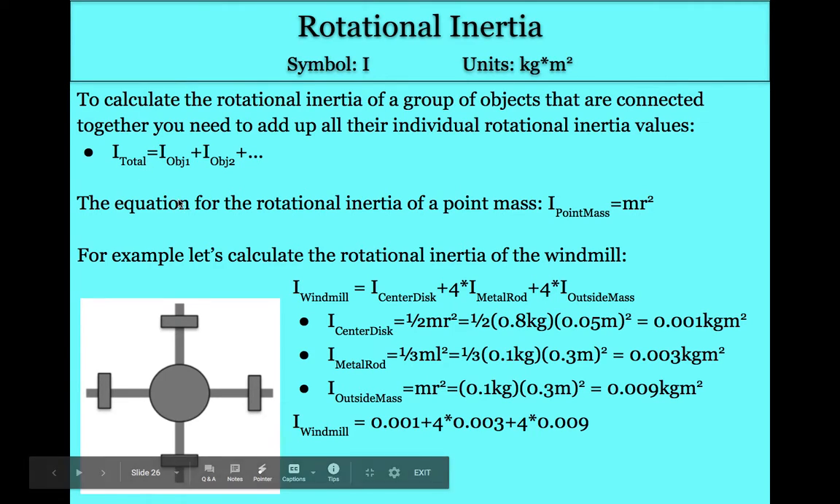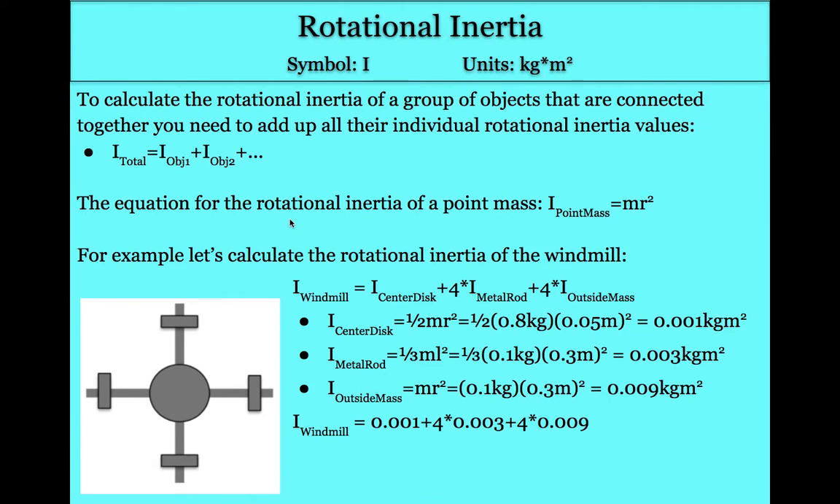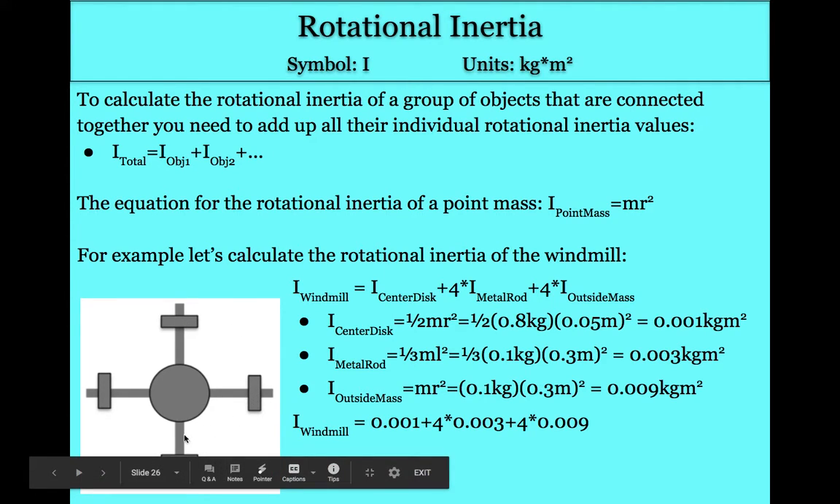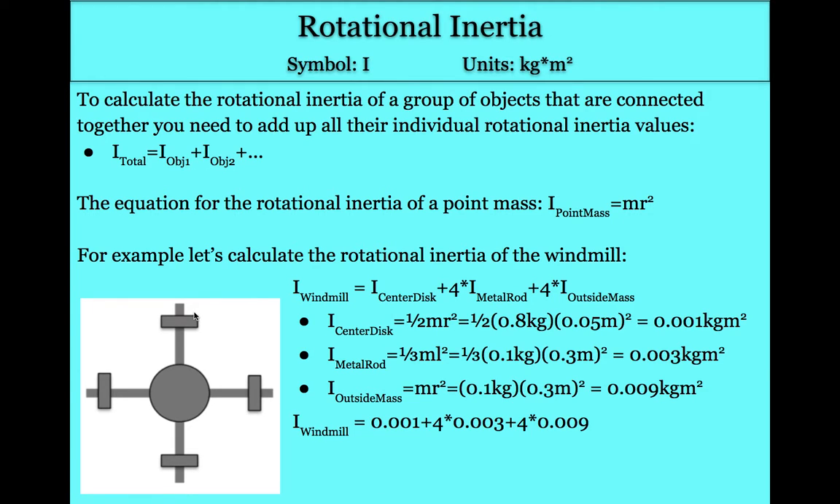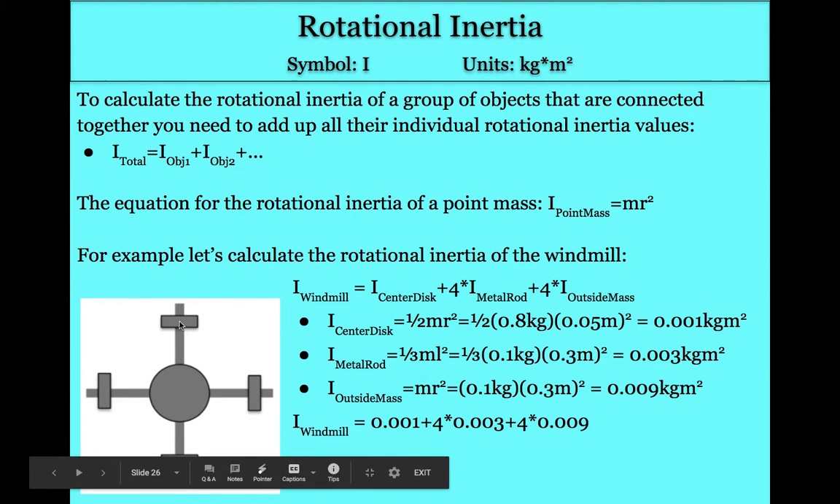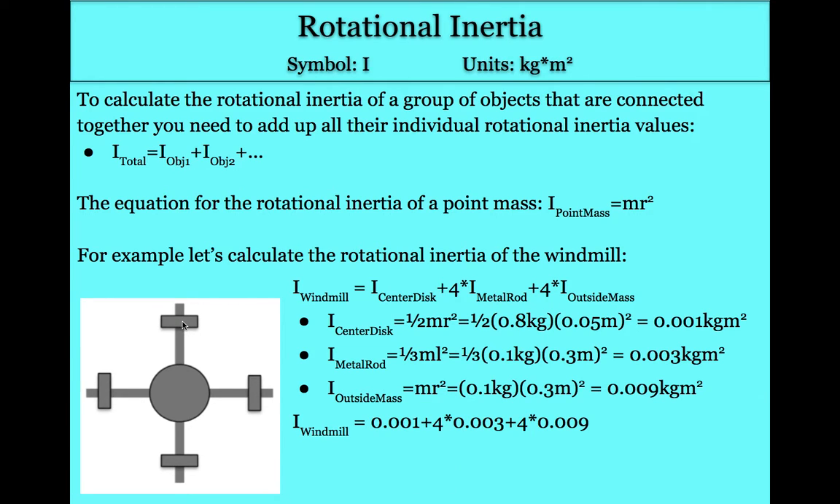To get the total rotational inertia of this windmill, we'd have to add up the disc's rotational inertia, the 4 spokes, and the 4 outside masses. You also need to know that the equation for the rotational inertia of a point mass, one spot rotating around a pivot point, is the mass of that object times its distance from the axis of rotation squared. We would consider these outside masses to be point masses because we can consider all their mass to be at one point.